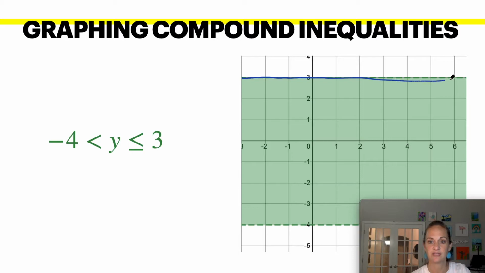Except that the top should be a solid line. Why should that be solid? Because there's a line underneath. That should be a solid line. And the bottom should be a dotted line because there is no line underneath. And the y value is contained in between these numbers, which is why everything in between is shaded.